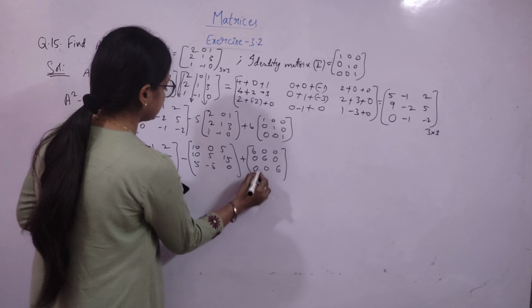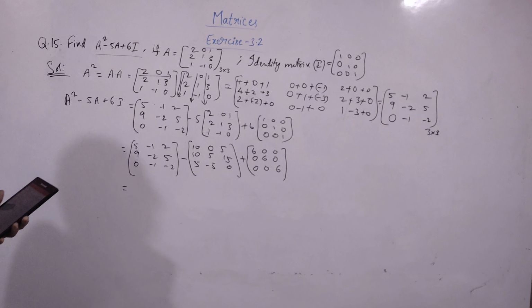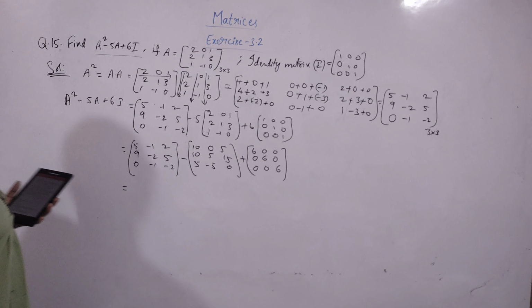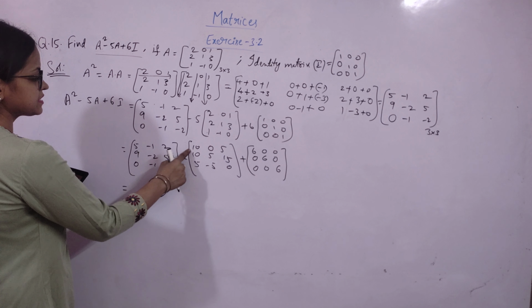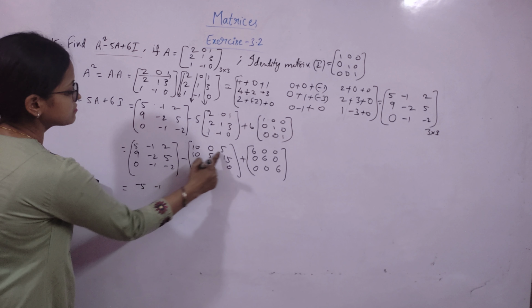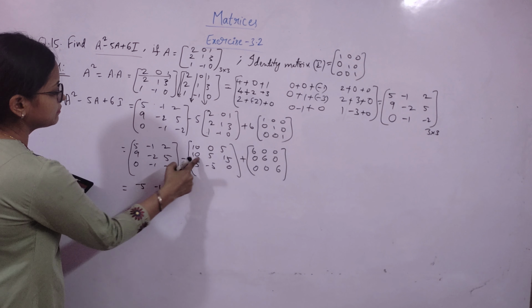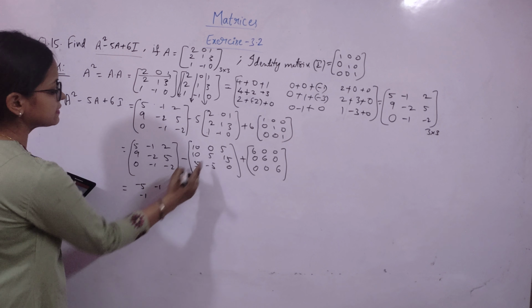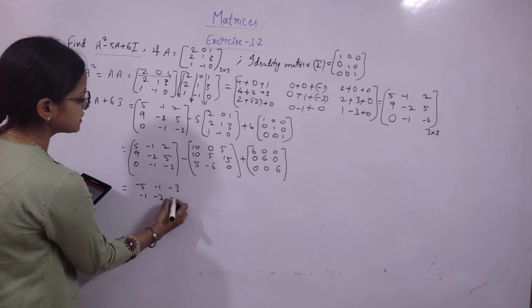Now we have to calculate the corresponding elements. So here 5 minus 10 is minus 5, minus 1, 2 minus 5 is minus 3, 9 minus 10 is minus 1, minus 2 minus 5 is minus 7, 5 minus 15 is minus 10, here 0 minus 5 is minus 5, minus 1 minus 2 minus plus 5 is 4, minus 2 minus 0. So here is the matrix, and the remaining matrix is 6 0 0, 0 6 0, 0 0 6.